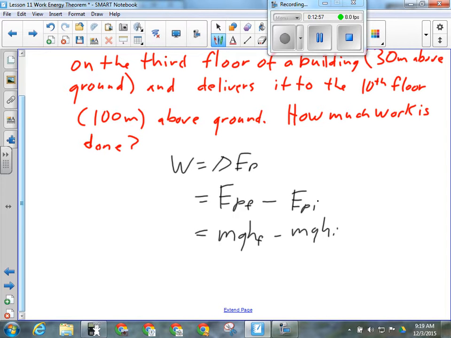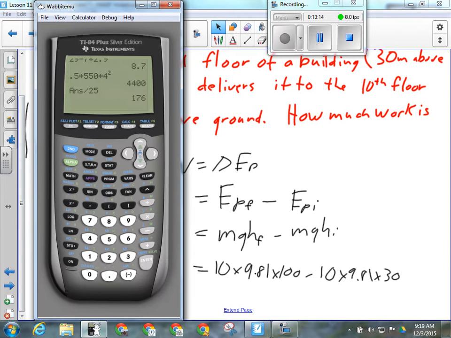All right, so what was the mass of this thing? 10? Okay, so we've got 10 kilograms times 9.81 times 100 minus 10 kilograms times 9.81 times 30 meters. All right, so how much work is done? 6,867 joules worth of work.